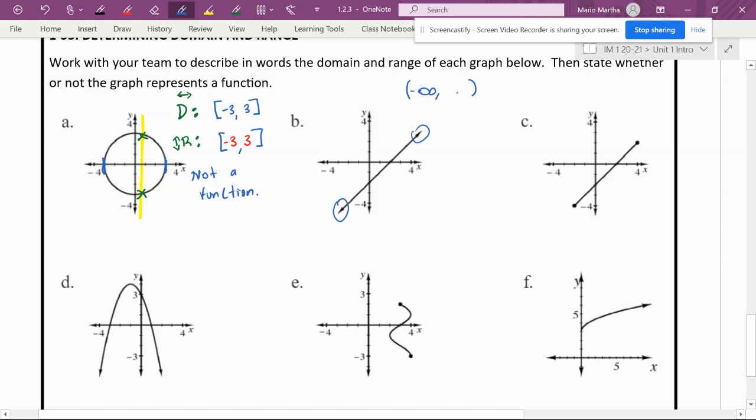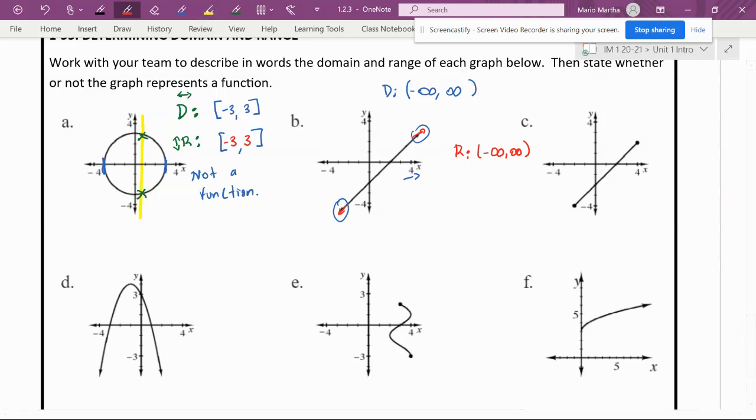And then the same way if we're going to the right, you'll notice it never stops going to the right. So we're going towards positive infinity. So in this case, this would be the domain of the graph. And then the range, again, since there are arrows going up and down, the range is going to be the same. It's going to be negative infinity to positive infinity.